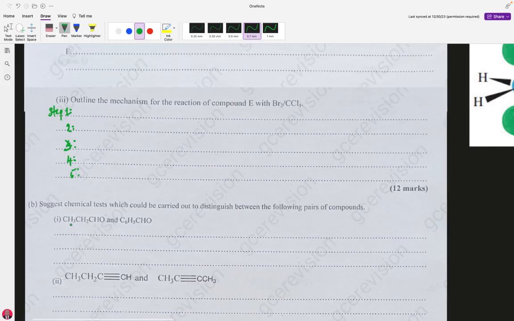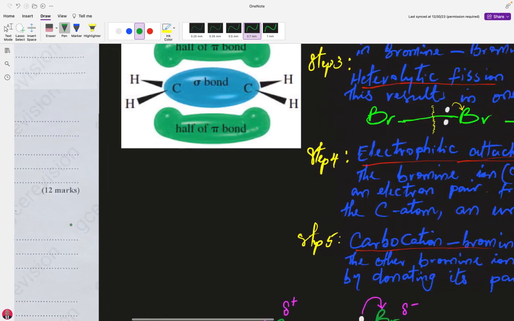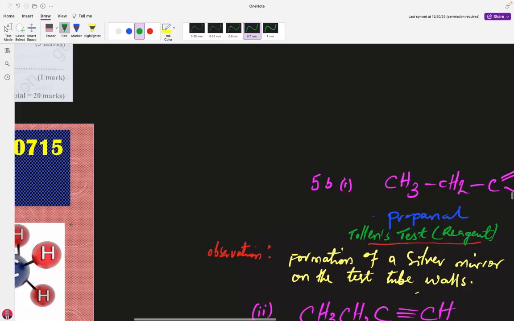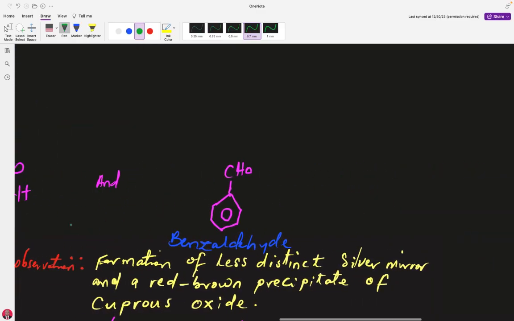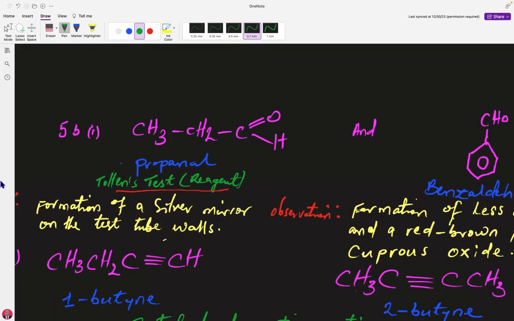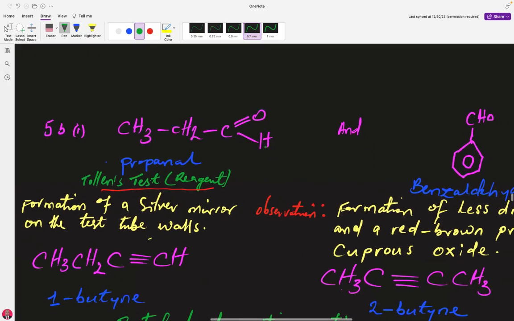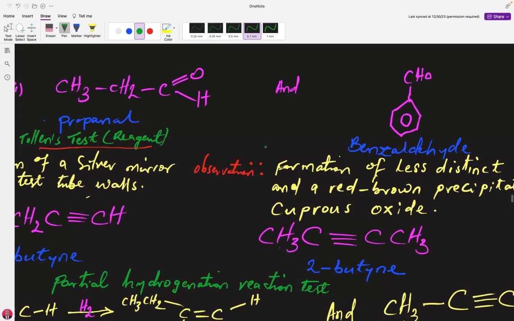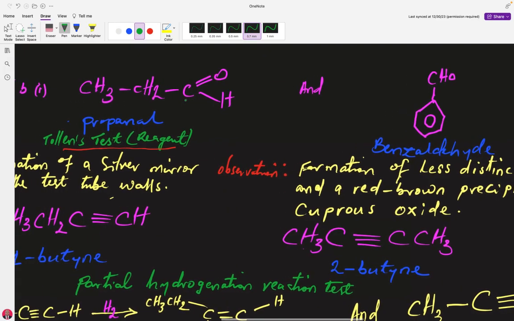Okay, I have something here for you. It will help you understand this better, which is this one. Here we have propanol and benzaldehyde. That is an aldehyde group attached to the benzyl ring, and this other one is an alkyl group attached to the aldehyde group. We use a Tollens test or a Tollens reagent.